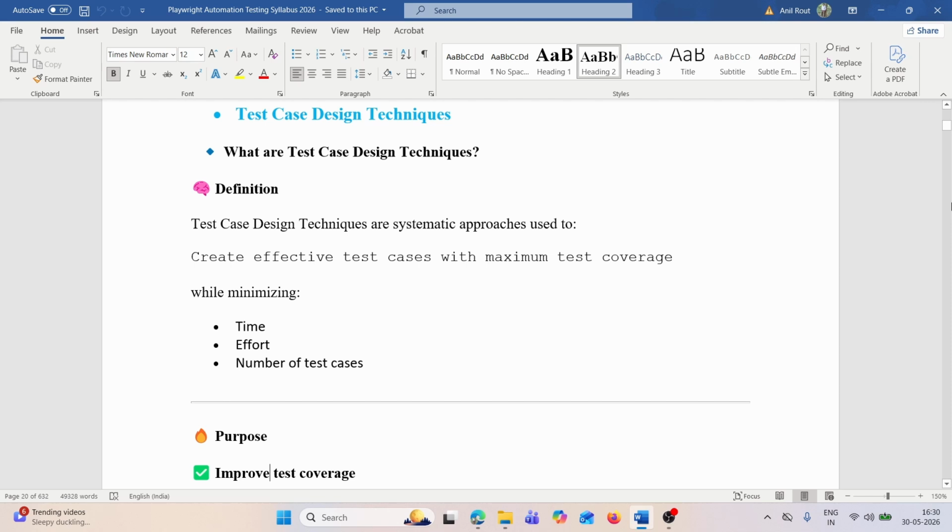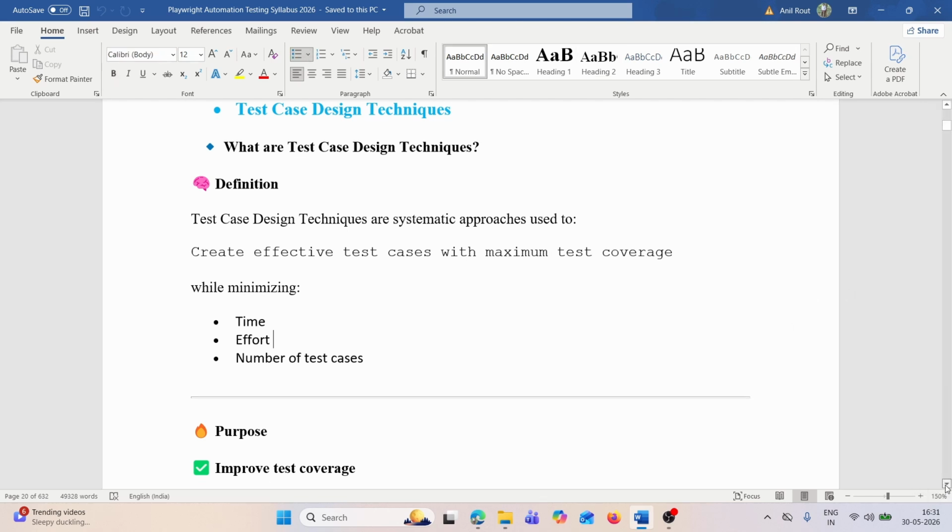Test case design techniques are systematic approaches used to create effective test cases with maximum test coverage while minimizing time, effort, and number of test cases. Basically, it will minimize time, effort, and number of test cases. So that is test case design techniques.